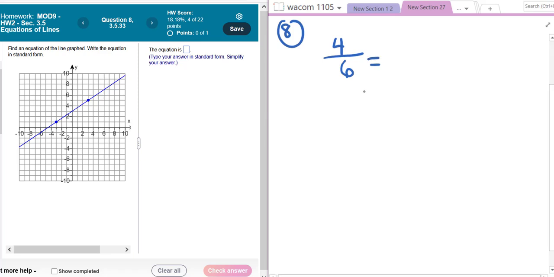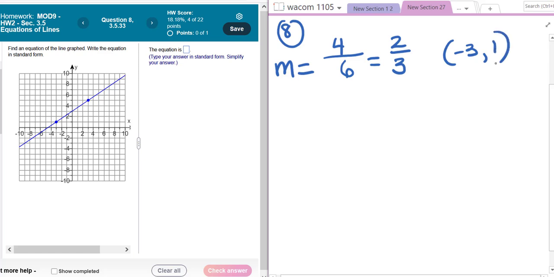Reduce it. So common factor of 2. Use your calculator if you have a hard time with the fractions. Gives you 2/3. All right, so this is our slope. So we have some of what we need now. We need a point. You can take either one of those where they've marked the point. And so this one is negative 3, 1.